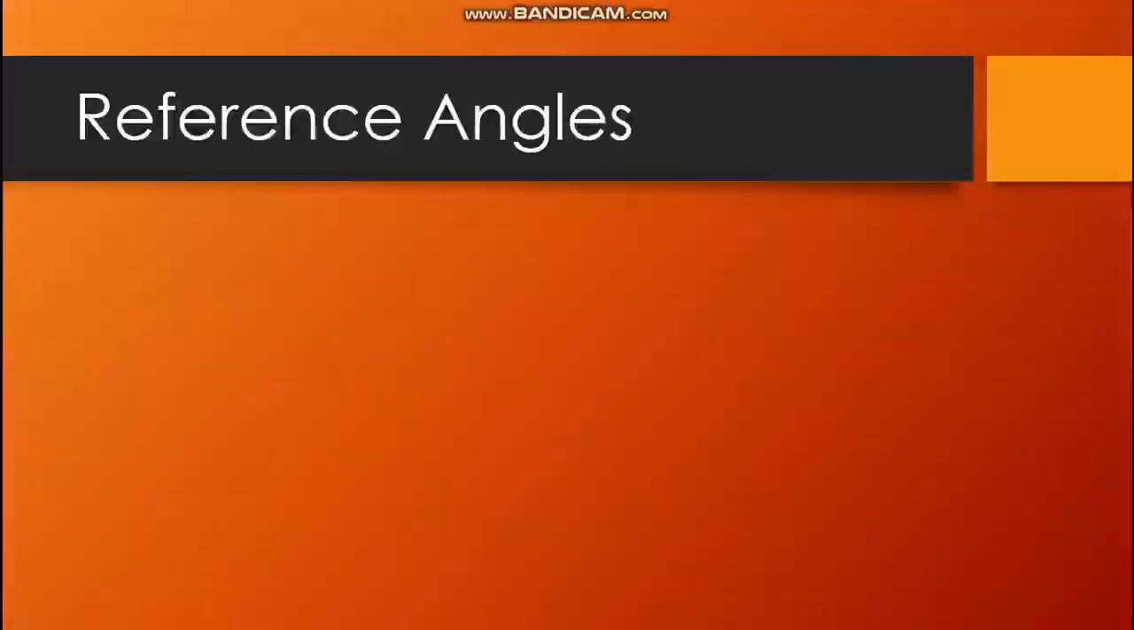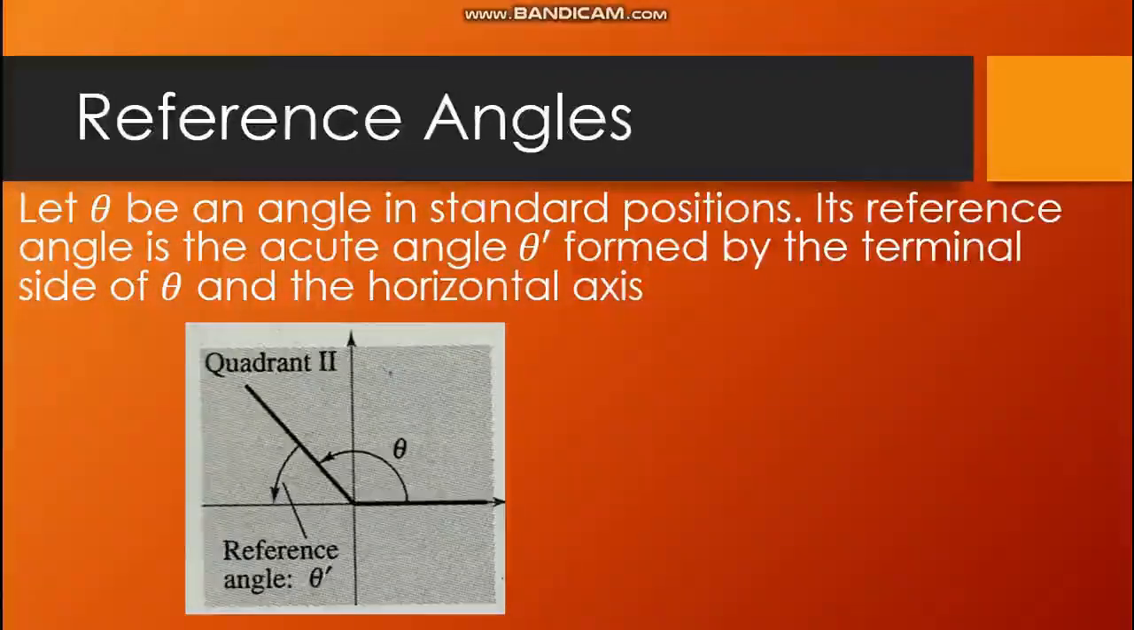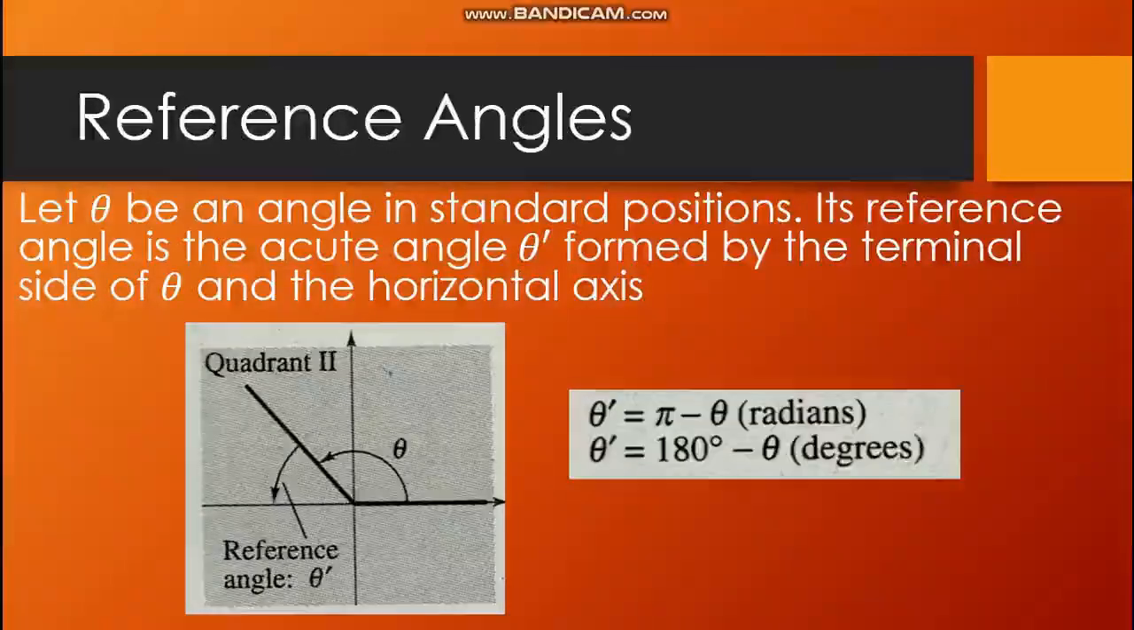Now, ano naman yung reference angles? Pag sinabing reference angle, ito yung ating acute angle theta prime formed by the terminal side of theta and the horizontal axis. Ibig sabihin, acute angle siya, theta prime, sa pagitan ng ating terminal side ni angle theta at saka horizontal axis. Kapag yung ating terminal side ay nasa second quadrant, ang reference angle natin ay makikita nyo doon sa ating figure. And it can be computed by subtracting pi or 180 by angle theta in standard position.